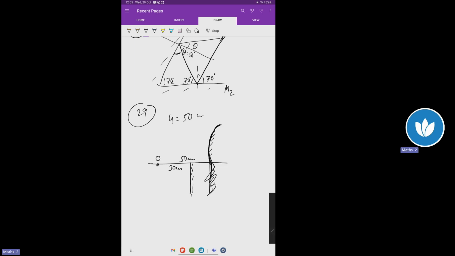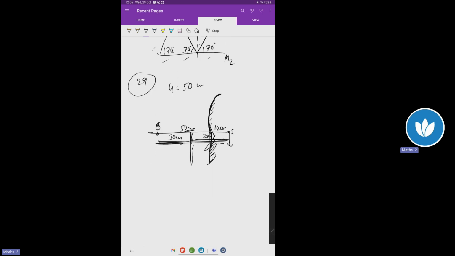There is no parallax between the images formed by the two mirrors. So if this distance is 30 centimeters, the image distance from this plane mirror is also 30 centimeters. And this total distance becomes 60 between object and image. The image formed by this convex mirror should also be at the same position. So this distance is 10 centimeters.